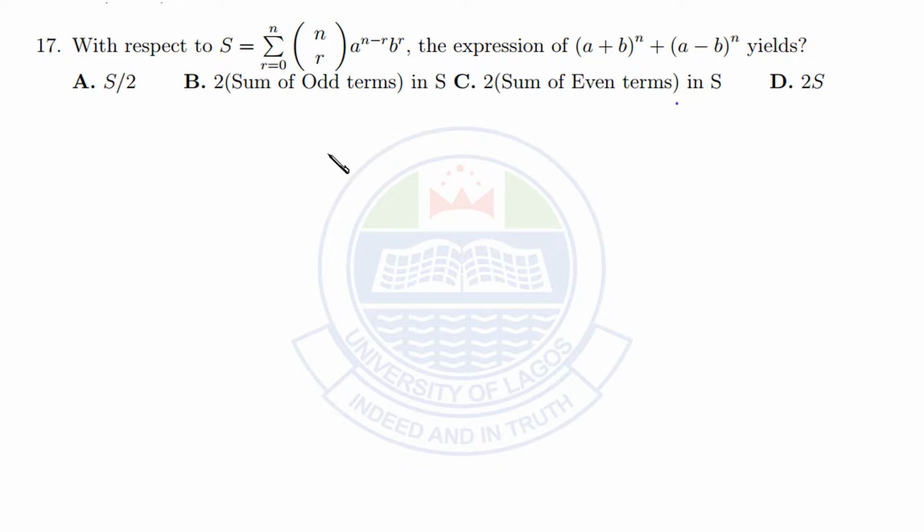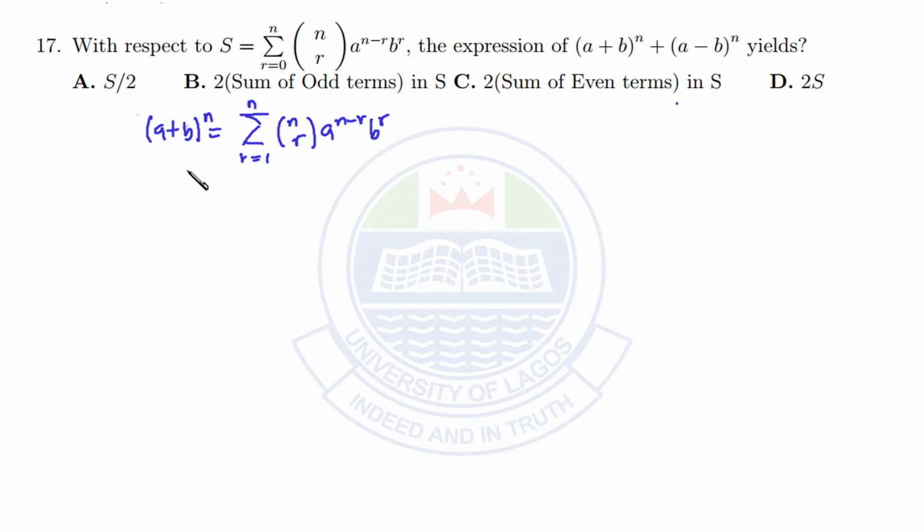In this question, they said with respect to S equals the summation of R starting from 0 to n of n combination R of A raised to power n minus R, B raised to power R, the expression of this yields what? Let's try to see what's going on here. By your binomial theorem, we have A plus B raised to the power n is given by this formula, summation of R starting from 1 up to n of n combination R of A raised to the power n minus R, B raised to the power R.